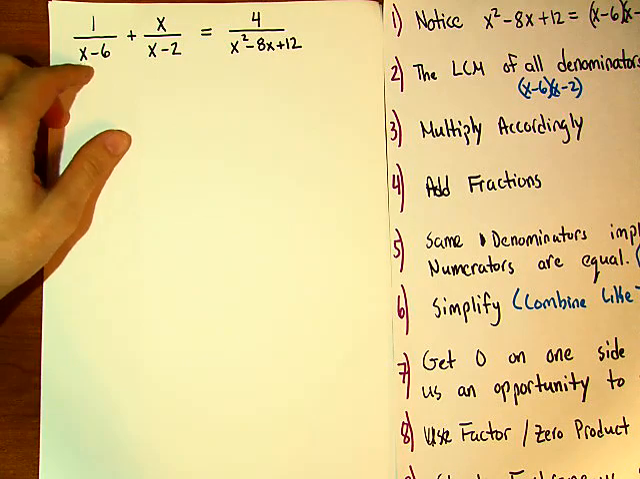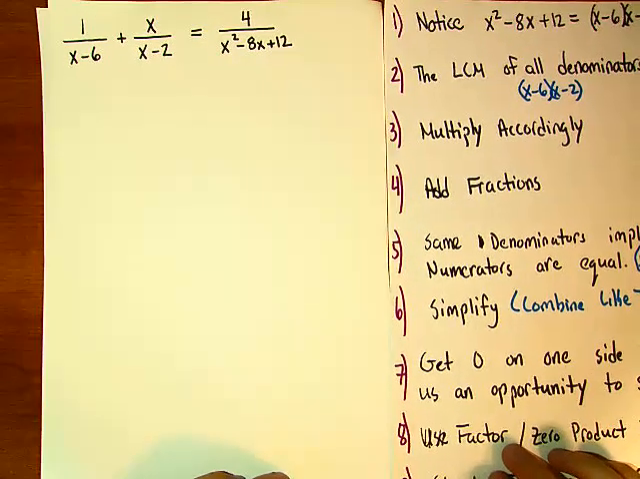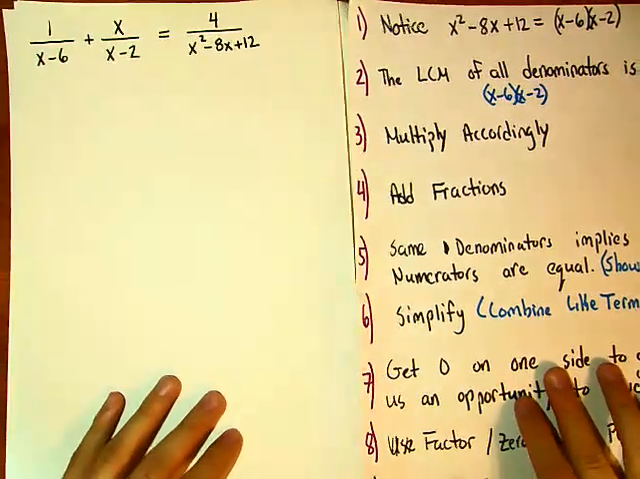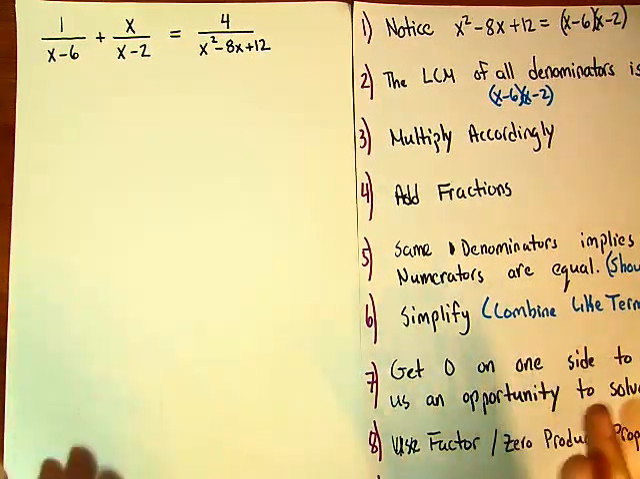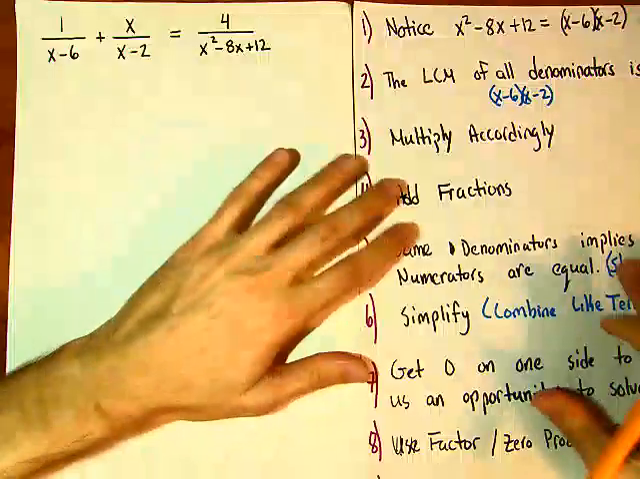We have 1 over x minus 6 plus x over x minus 2 is equal to this whole thing. What I'd like you to do is try and do this question by yourself, okay? You know, using your skills, you can do this. If you want, pause the video. If you want to see the solution, here it is.